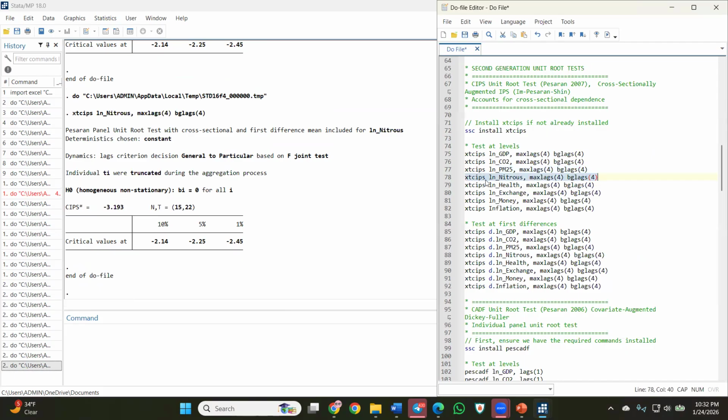Last variable. Someone should interpret this one for us. The nitrous oxide. What does this mean? You can unmute yourself and interpret it for us. This is the unit root test for the nitrous oxide. Someone should unmute and interpret it for us. So what this means, stationary. Please, who was talking? You can talk.